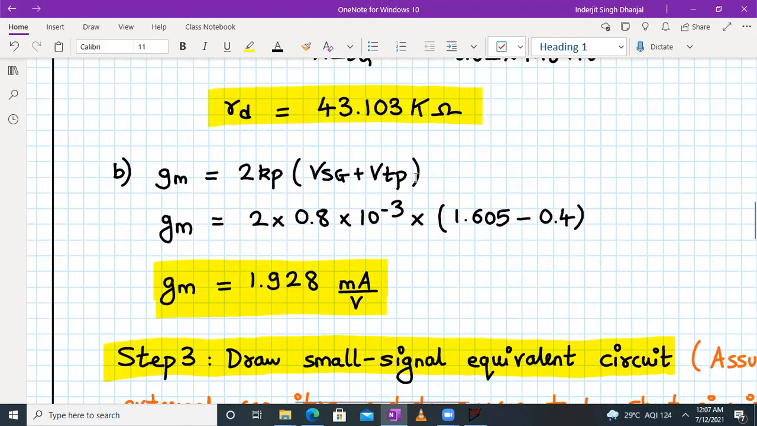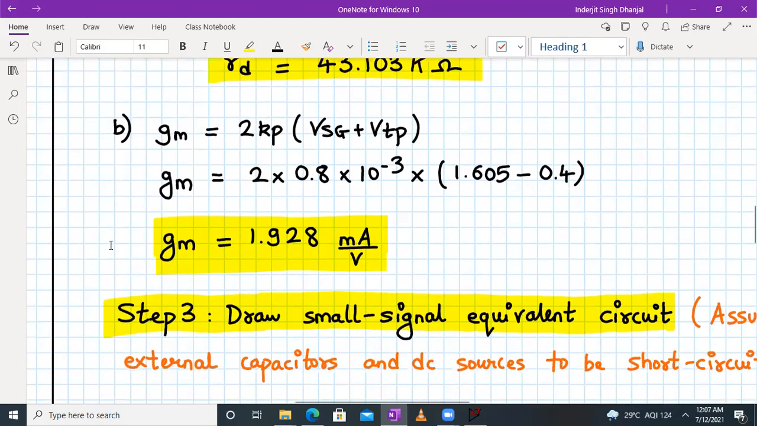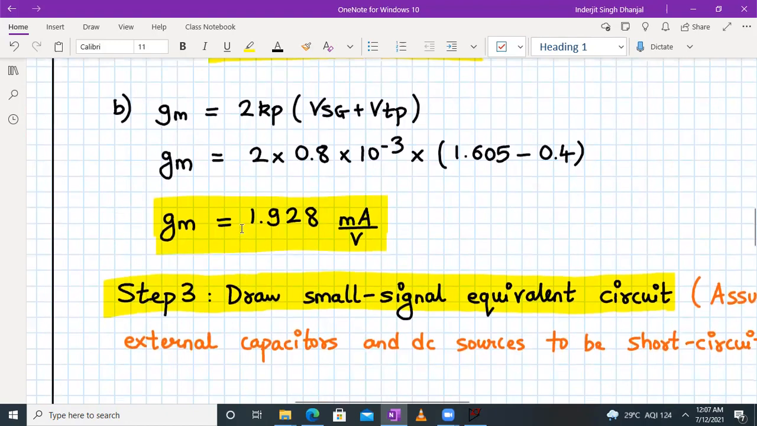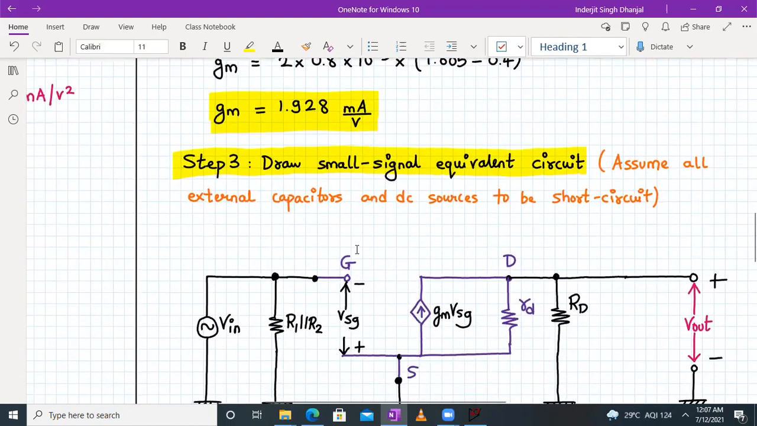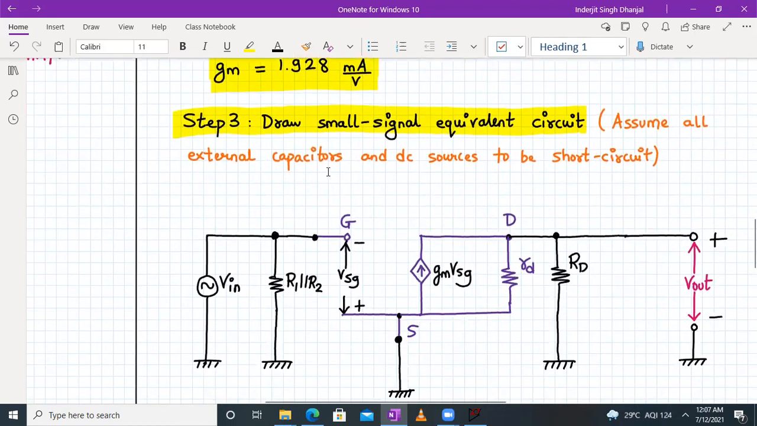Next, we calculate the value of GM, which is given by the formula twice Kp into VSG plus VTP. We have all the values known to us now. Kp value is given, VSG we have calculated, VTP is known to us. Plug in the values in the calculator, which will give you the value of GM as 1.928 milliampere per volt. Next step is to draw the small signal equivalent circuit, in which we assume all the external capacitors and DC sources to be short circuited.